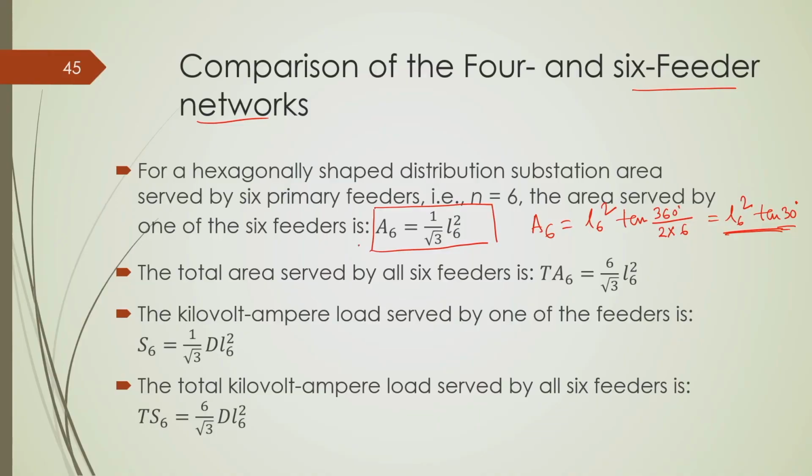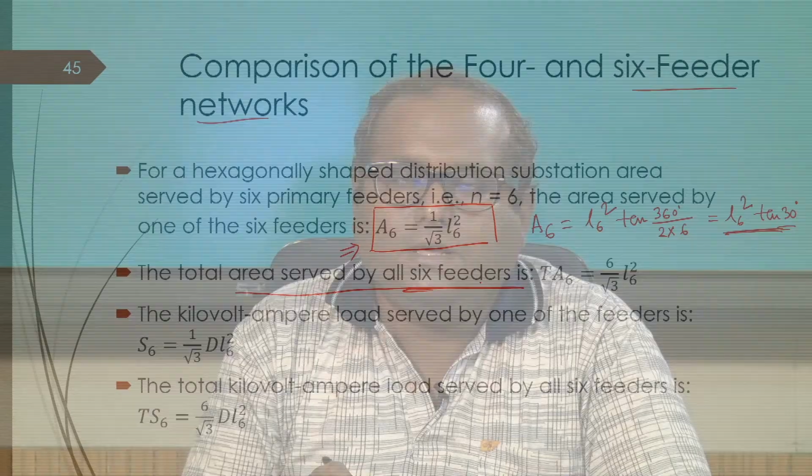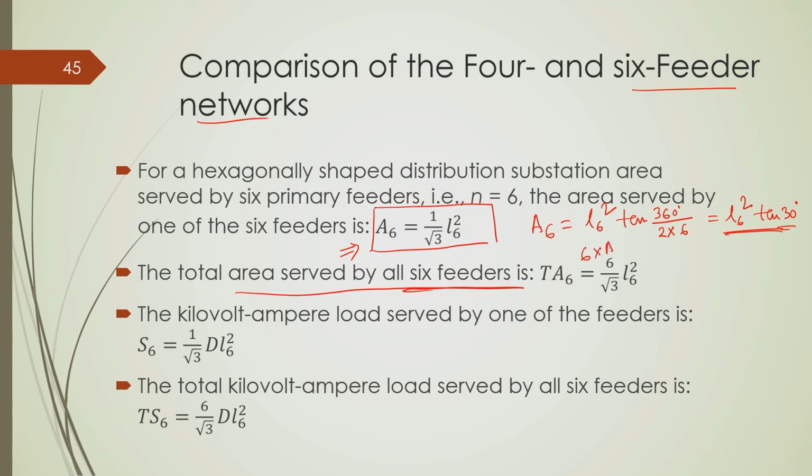Okay. So, once you get the area served by a particular feeder, the total area served by all the 6 feeders, that means the total service area under the substation for a hexagonal shape service area, is equal to 6 multiplied by A6, which is equal to 6 root 3 multiplied by L6 square. Similarly, the total load served by each of the feeders is equal to d multiplied by the area of the individual feeder. So, this is equal to 1 upon root 3 d L6 square.